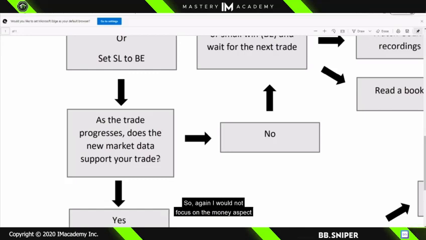All right. So again, I would not focus on the money aspect or even the pips aspect. I would look at what is the market telling me. And I know it's hard to do. Practice, practice, practice. Okay, I can't stress that enough.